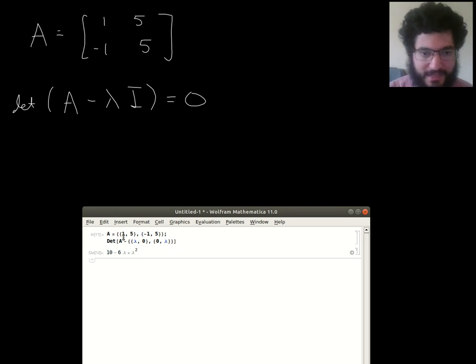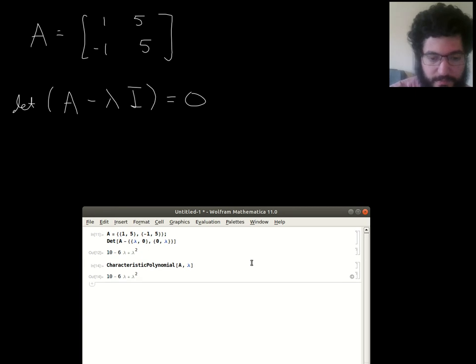All right, so I typed in 1, 5, negative 1, 5, and then I subtracted lambda from the diagonals, and then I took the determinant. That's just to skip a bunch of algebra steps here. So I get the characteristic polynomial lambda squared minus 6 lambda plus 10.